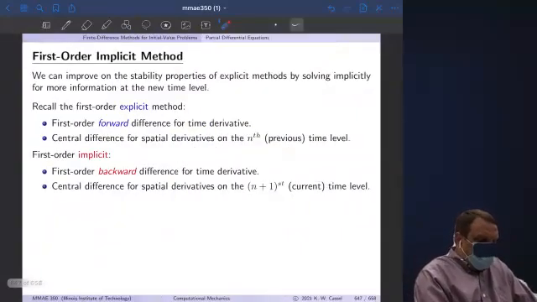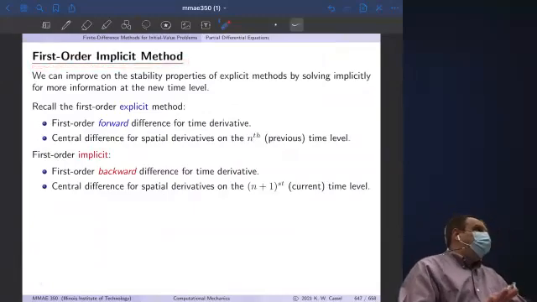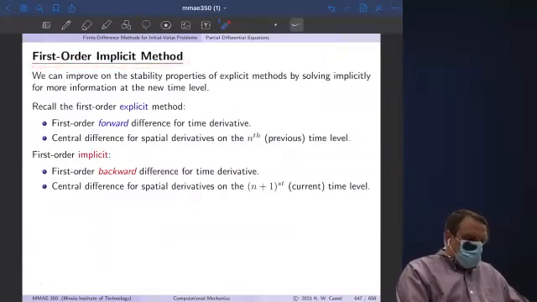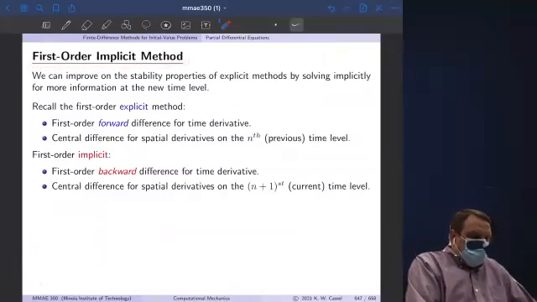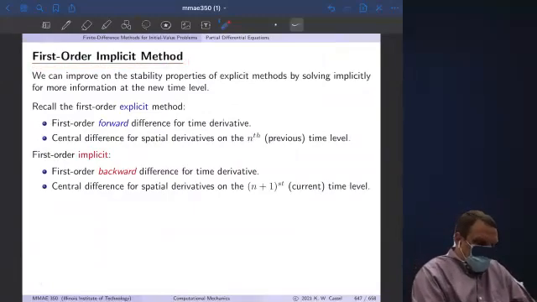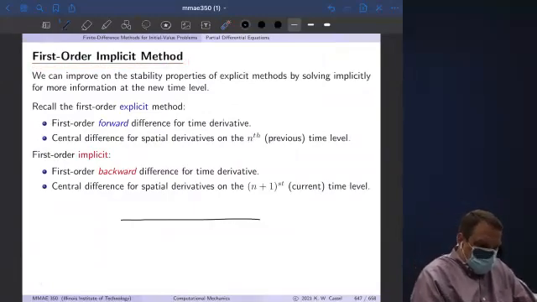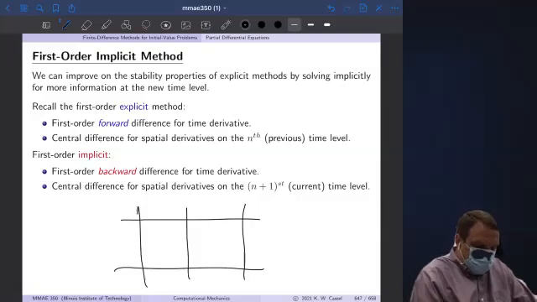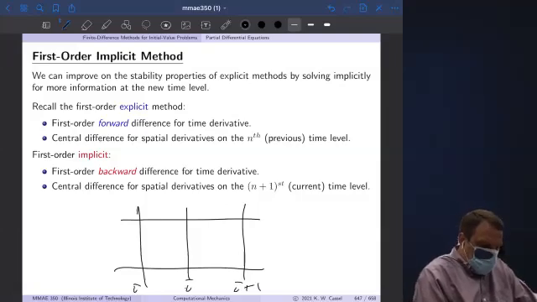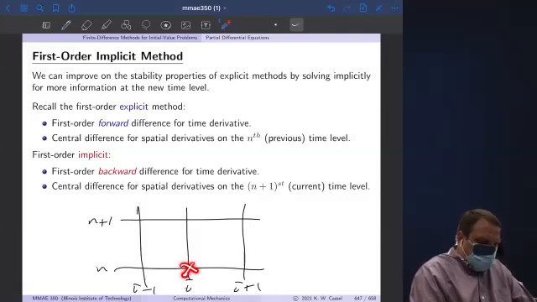All right, first order implicit method. Same reasons as before. We want to improve on the stability characteristics that we have for the explicit methods. So what we do is we move the X marks the spot once again. So for the explicit method, the X marks the spot was here. For the first order implicit method, the X marks the spot will be here. Again, just like for the ODE case.